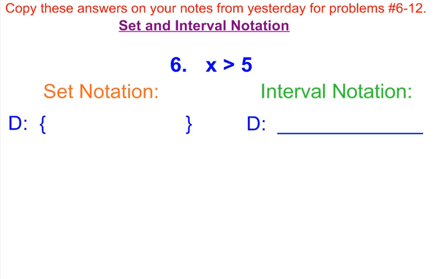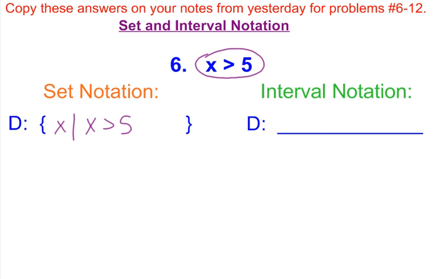So for your domain, you would always say values of x such that, where the line means such that, and then you just basically repeat what was said up here. Values of x such that x is greater than 5. That's it. That's set notation. Pretty straightforward when you're given a problem this way.